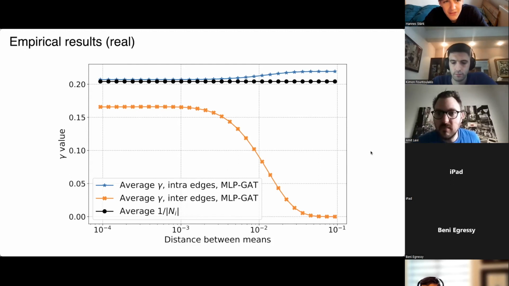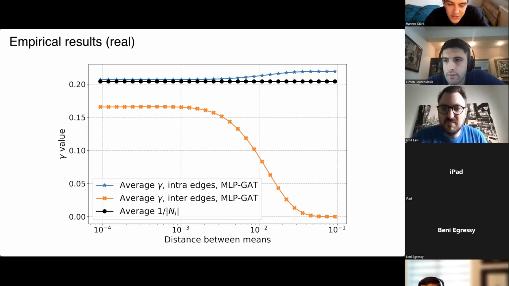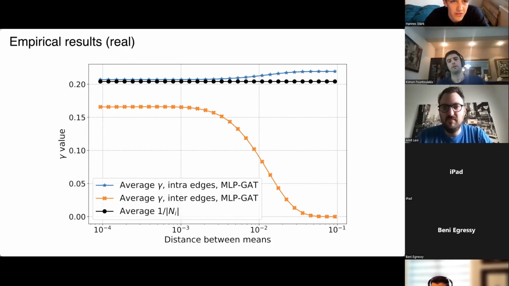Not about the plot, but the GATs that you're using here in all of your experiments. Is it the standard GAT of Petar, or is it GATv2? That's a good question. So this is not the standard GAT. It's actually a more powerful attention mechanism than the original GAT.